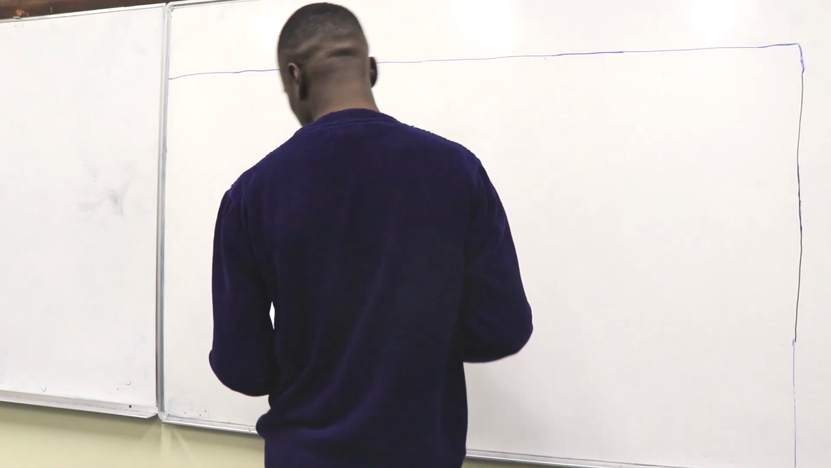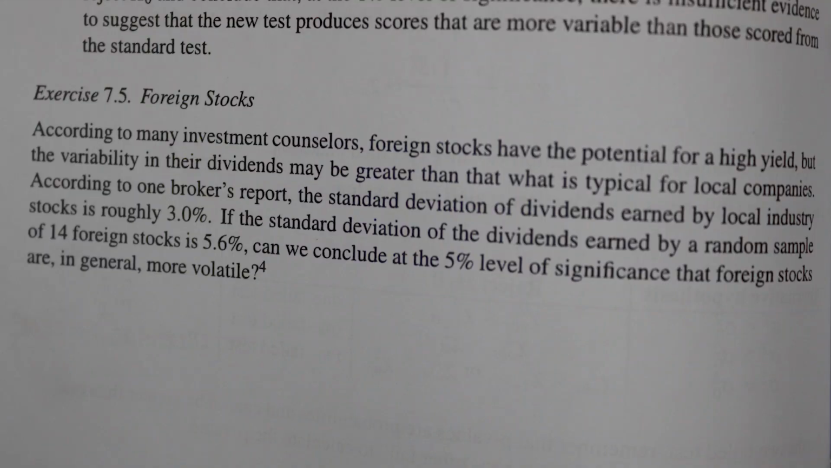It's exercise 7.5. The question reads: according to many investment counselors, foreign stocks have the potential for a high yield, but the variability in their dividends may be greater than what is typical for local companies. According to one broker's report, the standard deviation of dividends earned by local industry stock is roughly 3%. If the standard deviation of the dividends earned by a random sample of 14 foreign stocks is 5.6%, can we conclude at the 5% level of significance that foreign stocks are in general more volatile?